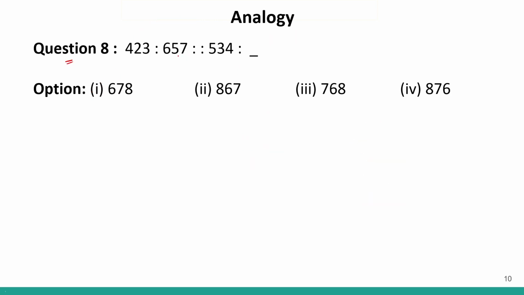Again, question number 8. We have bigger numbers. Okay, so let us check the difference and the sum. Between 423 and 657, I am finding the difference. This is 4, this is 3, this is 2. So basically we are adding 234 to the first element to get the next element. Right?